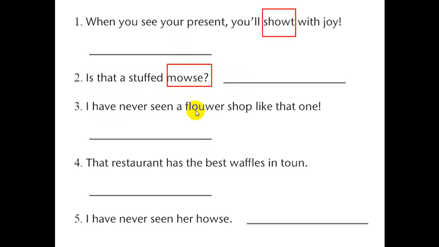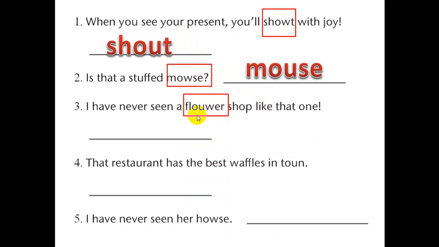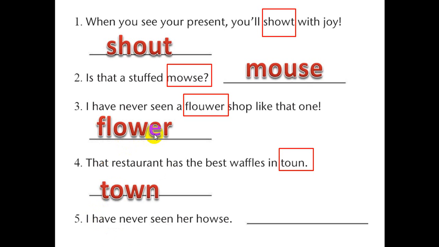I have never seen a flower shop like this one. So flower here, it has an extra U. So this is the third spelling mistake. So the first one is shout, and the second one is mouse, and the third one is flower. Okay, that restaurant has the best waffles in town. Town, T-O-W-N, not U-N.